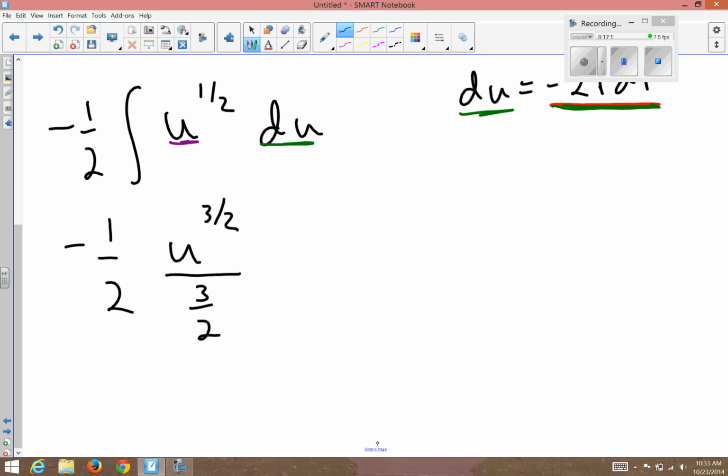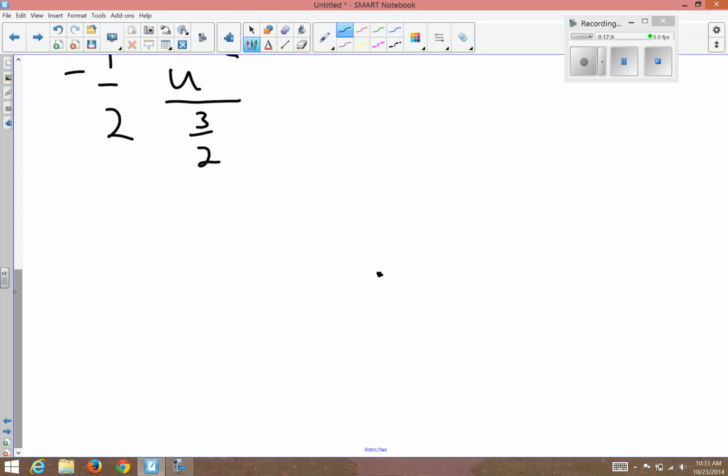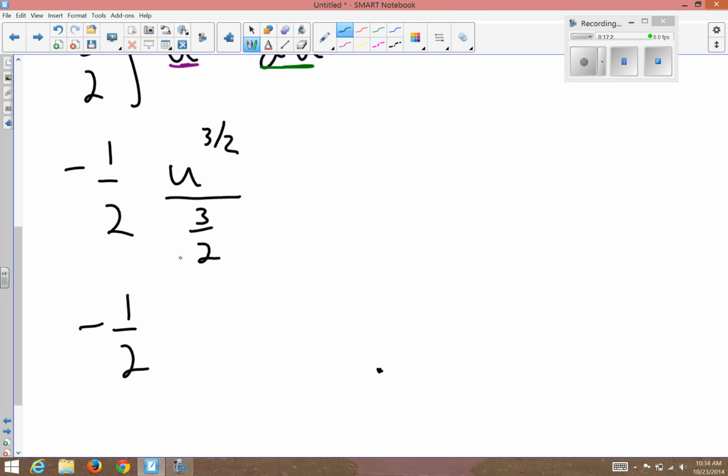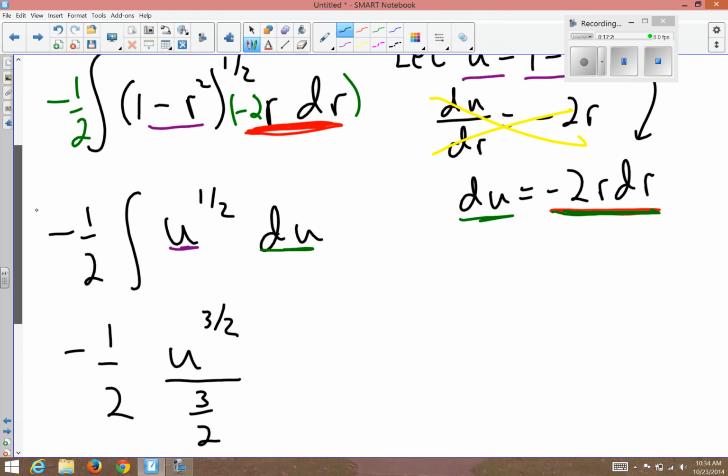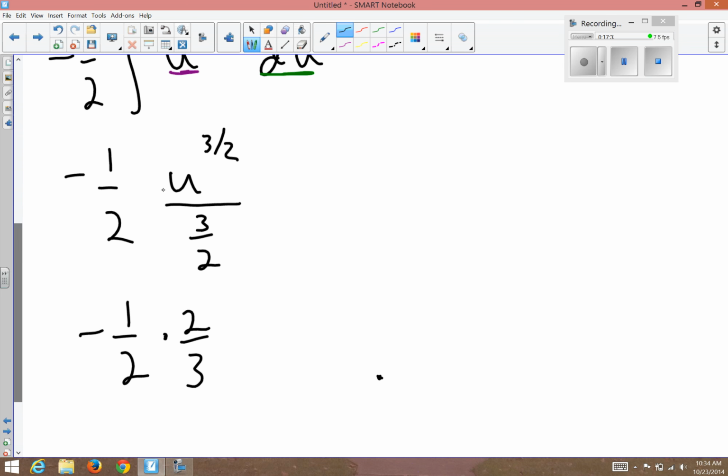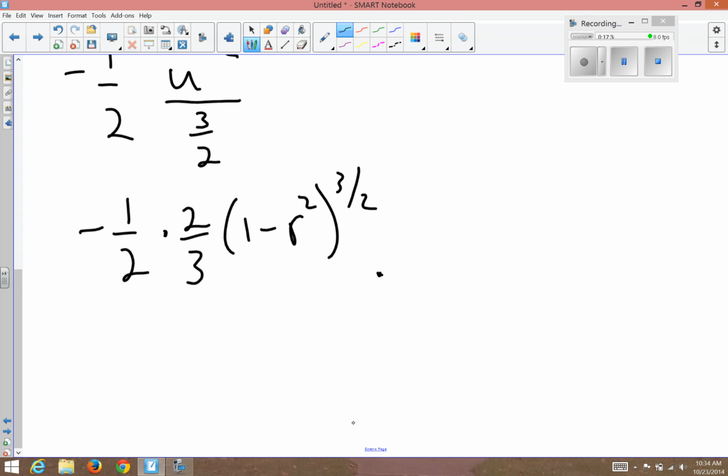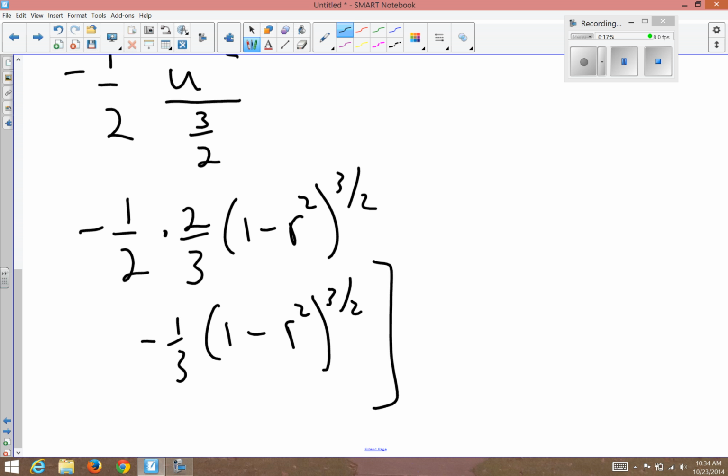So, a couple things to do before we plug in the numbers. I'm going to change the dividing by 3/2 to multiplying by 2/3. And we're also going to turn u back into 1 minus r squared. This u right here is really 1 minus r squared. Not needing the plus c with a definite integral. You could use plus c, but then it would cancel later. So this negative 1/2 times 2/3 is negative 1/3. 2's cancel. 1 minus r squared to the 3/2. And we have a bracket, and the integral is from 0 to 1.